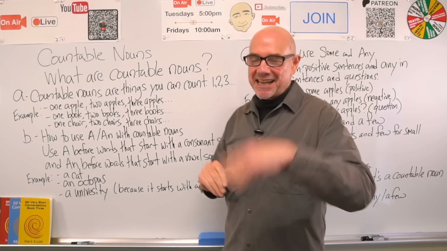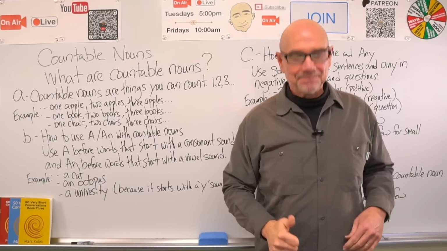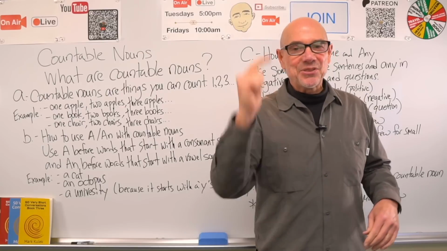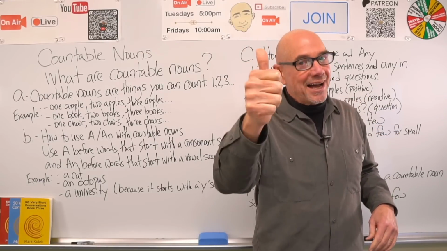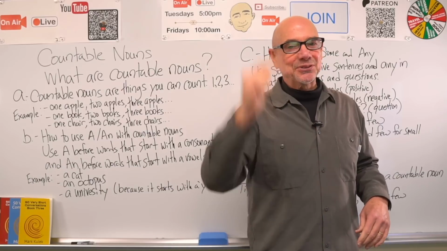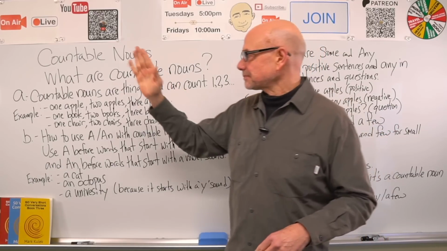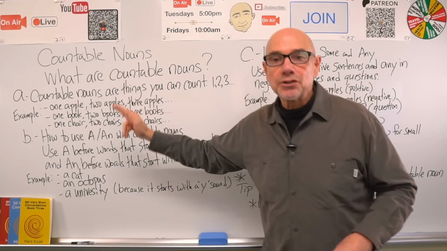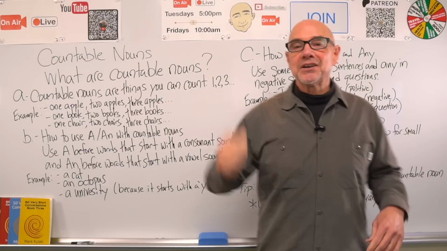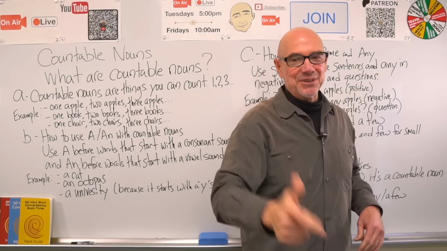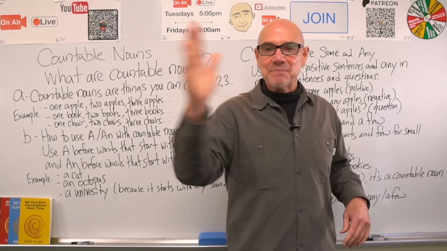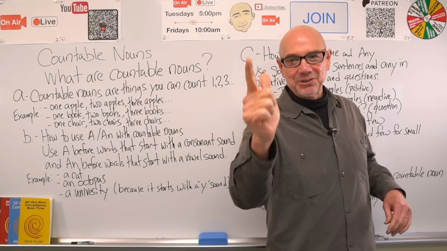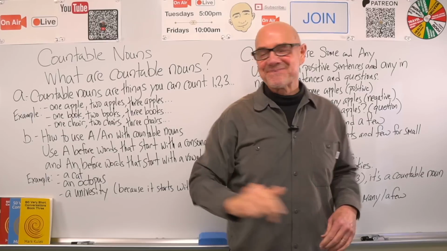Let's say it together. 1 apple, 2 apples, 3 apples. 1 book, 2 books, 3 books. I can count books.